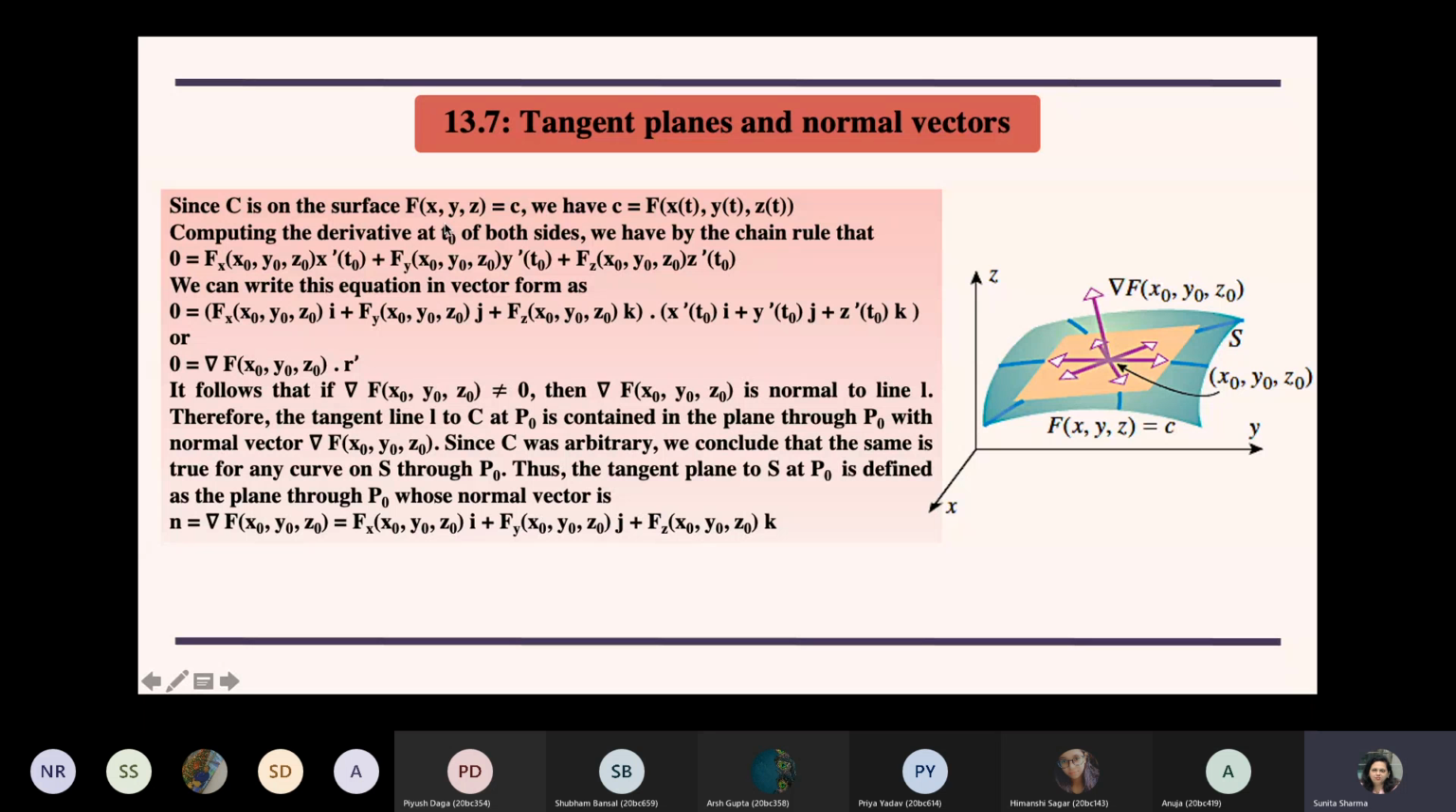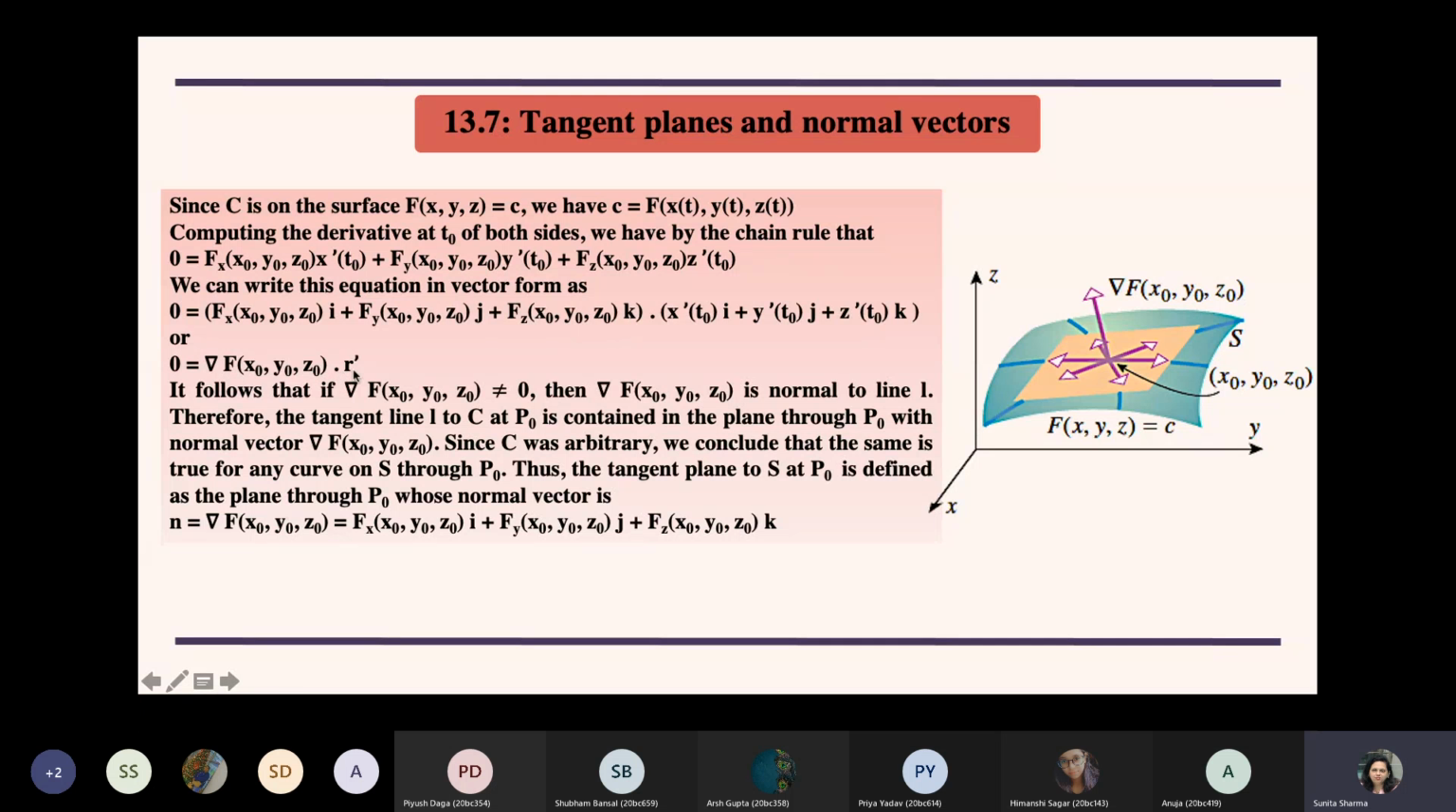So at this point, because we have our tangent line passing through this point and the curve also passes through this point, when we compute the derivative on both sides, we get that this expression is 0. And if you look at this expression, this is nothing but the dot product of these two vectors. Okay, so what is the first vector? The first vector has these components fx, fy, and fz. The second vector has components x dash, y dash, and z dash. So this expression is nothing but the dot product of these two vectors. And the first vector we know is called the gradient vector at this point.